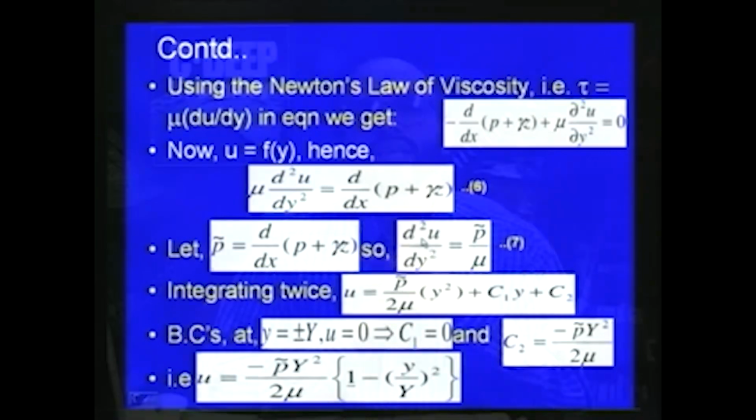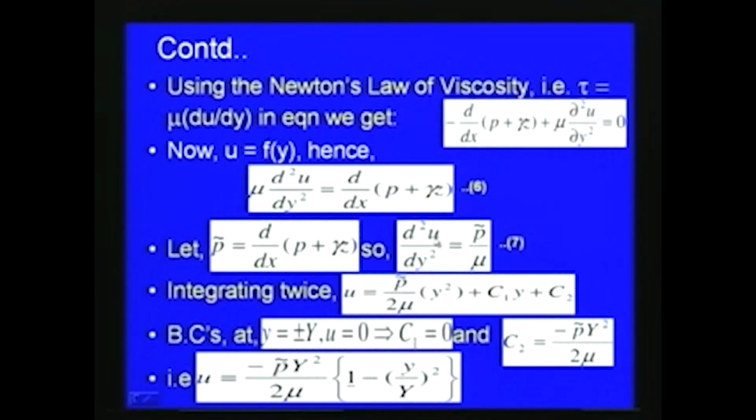So, we finally get an expression for velocity in terms of pressure. We can integrate this expression d square u by dy square, so that we will get the velocity u is equal to p tilde by 2 mu y square plus c 1 y plus c 2. So, integrating twice we get this expression.